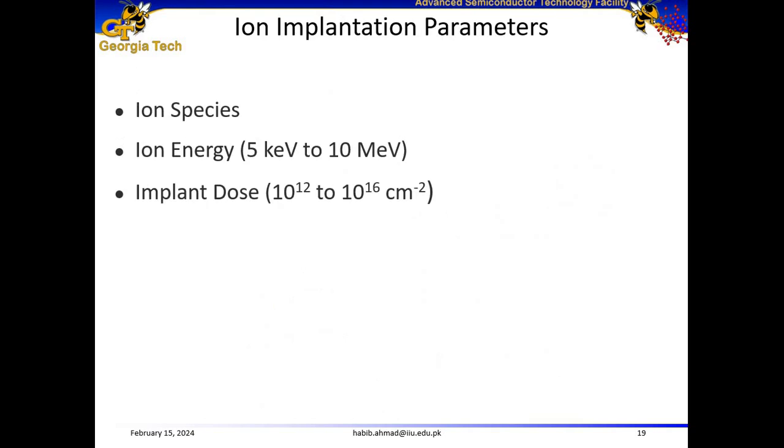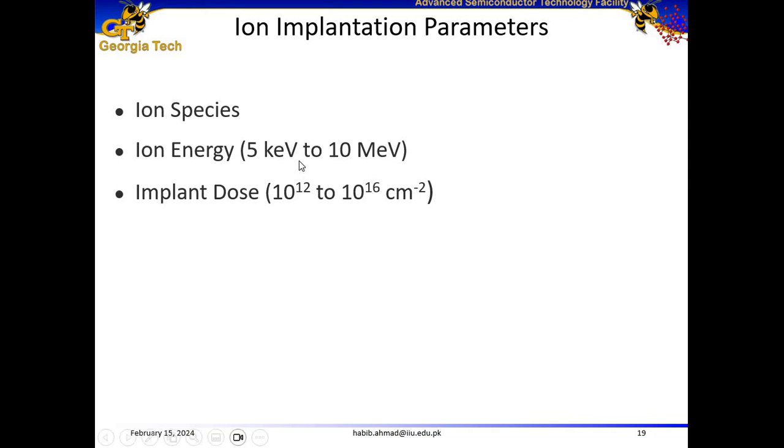Here are the ion implantation parameters. The first one is ion species. For example, if we want to perform p-type doping of silicon, we need to use either boron or aluminum as a dopant. Similarly, if we want to perform n-type doping of silicon, for that purpose we need either phosphorus or arsenic as a dopant material.